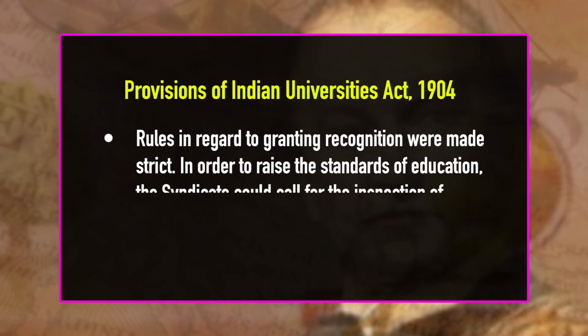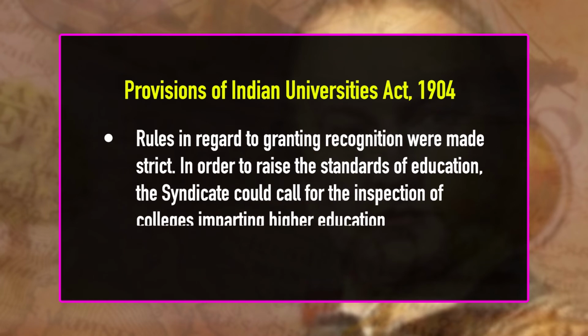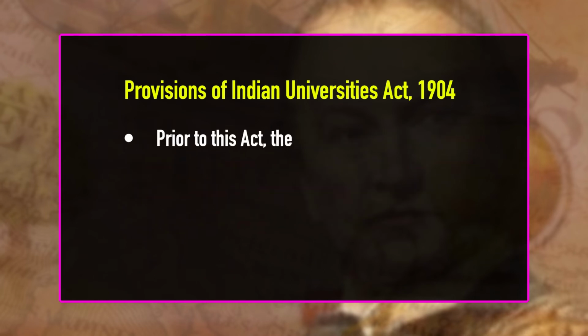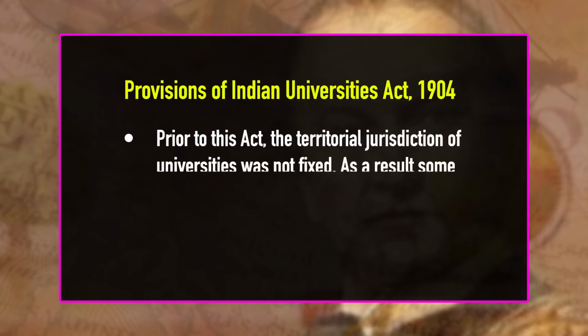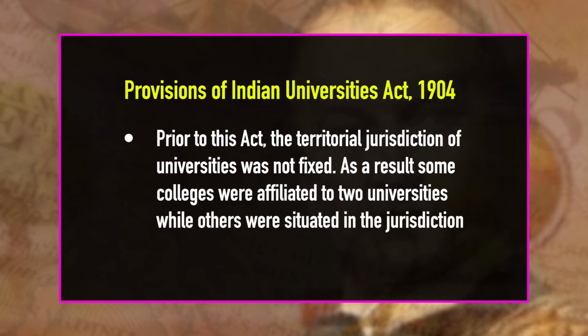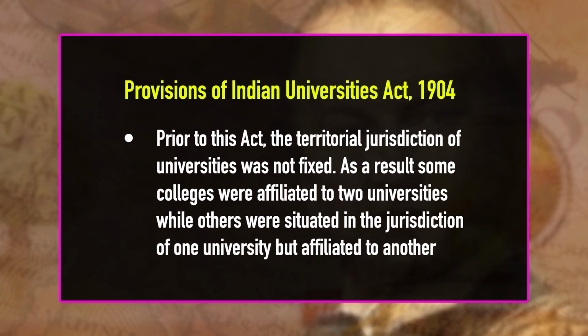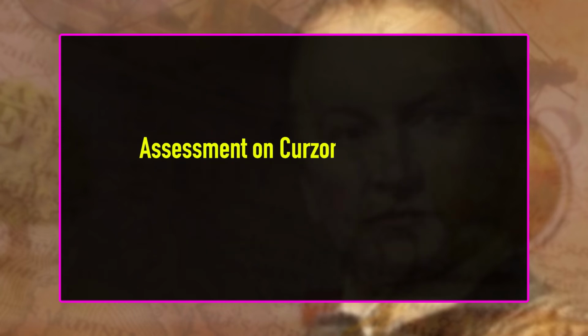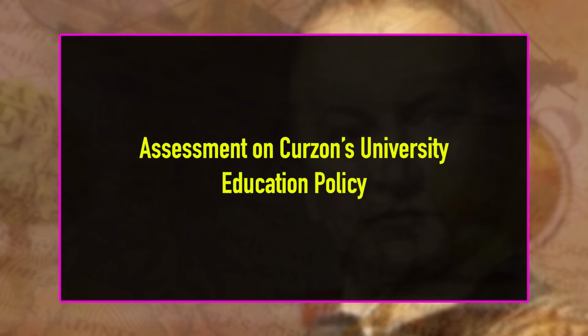In order to raise the standards of education, the syndicate could call for the inspection of colleges imparting higher education. Prior to this act, the territorial jurisdiction of the universities was not fixed. As a result, some colleges were affiliated to 2 universities while others were situated in the jurisdiction of 1 university but affiliated to another. Now let us make an assessment of the university education policy as laid down by Lord Curzon.